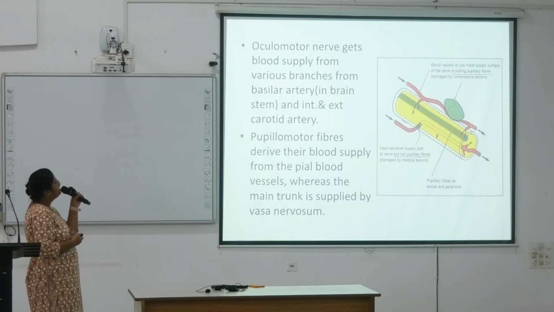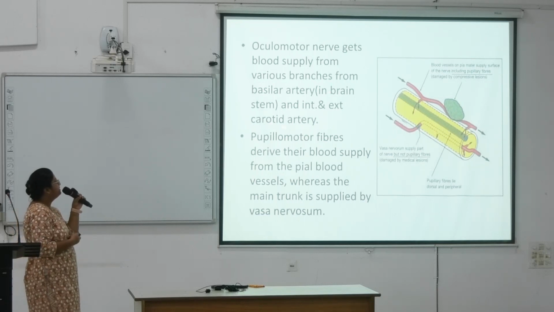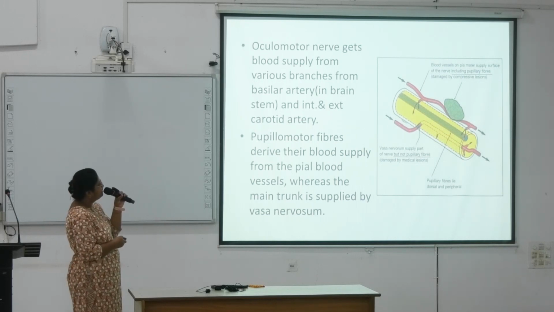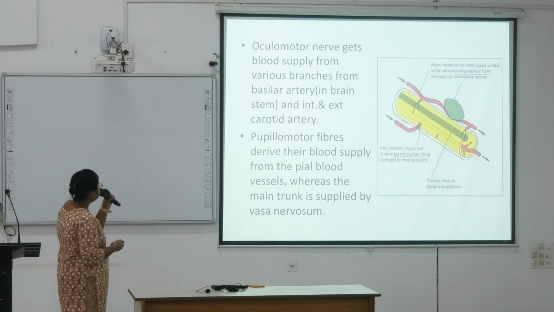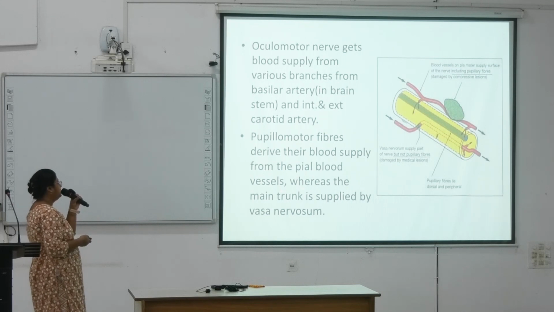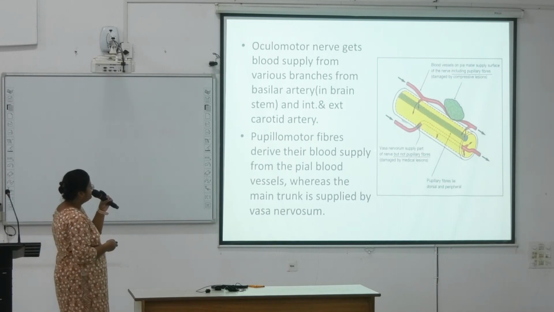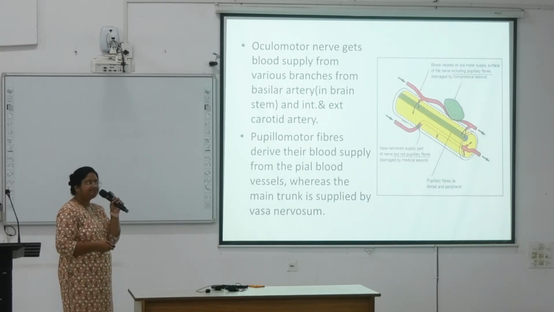The oculomotor nerve gets blood supply from various branches of the basilar artery in the brainstem, and the internal and external carotid arteries. So these are the blood supply of the oculomotor nerve. Okay, and this is the pupillomotor fiber lying superficially. Pupillomotor fibers derive their blood supply from the pial blood vessels, whereas the main trunk is supplied by vasa nervorum. This is vasa nervorum, and these are the pial blood vessels. They are supplying the pupillomotor fibers.